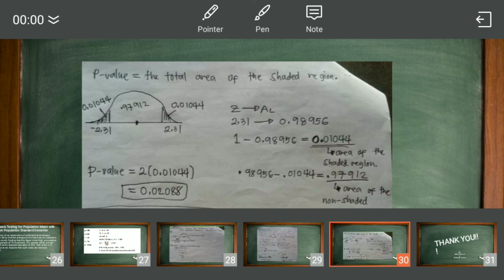Okay, so yan po yung ating final and last example.